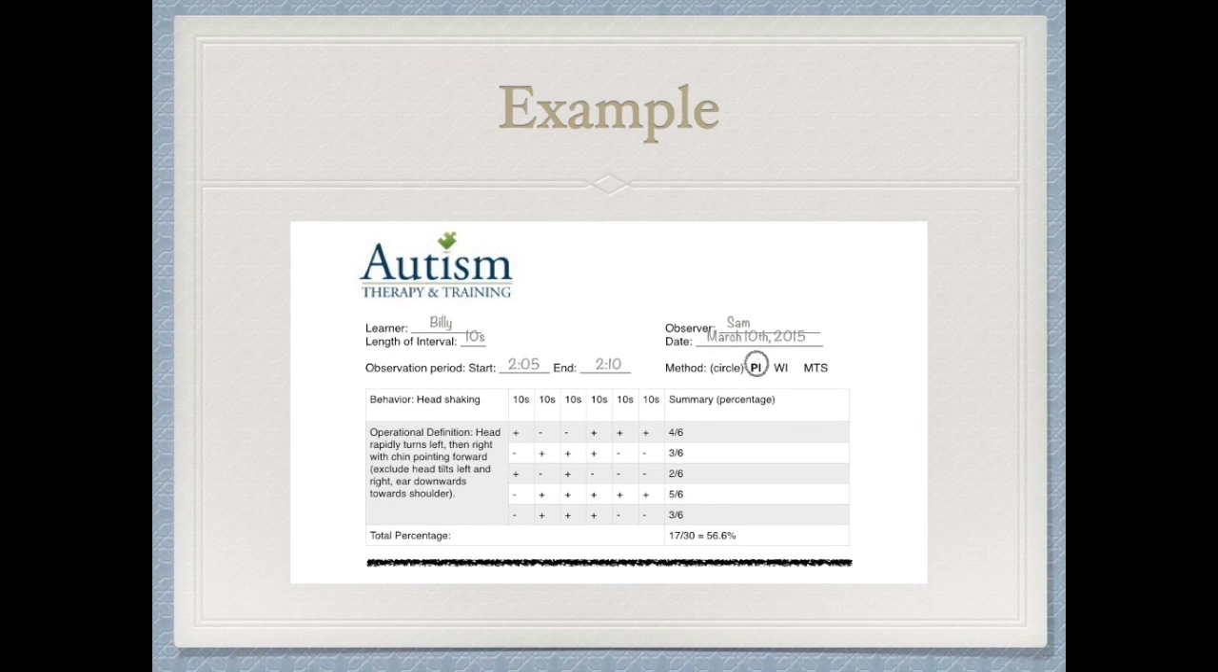Here's an example of a data sheet and partial interval data. We have 6 intervals of 10 seconds and a total observation period of 5 minutes. The therapist will mark a plus or minus depending on whether the behavior occurred or not. And then we can turn this into a percentage to see how much of the time the learner engages in the specific behavior of interest. You would then convert the occurrences over the total intervals into a percentage. For example, the first minute the behavior occurred 4 out of 6 intervals. Therefore, we would divide 4 occurrences by the total number of intervals to reach a percentage.